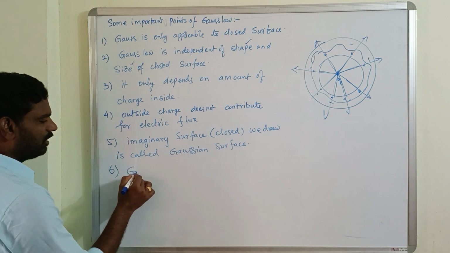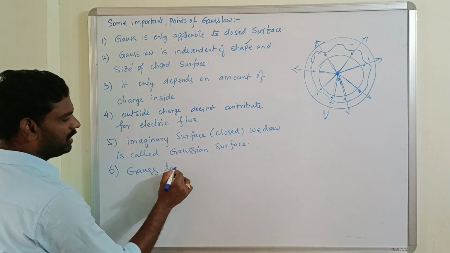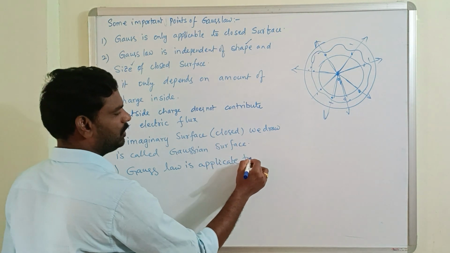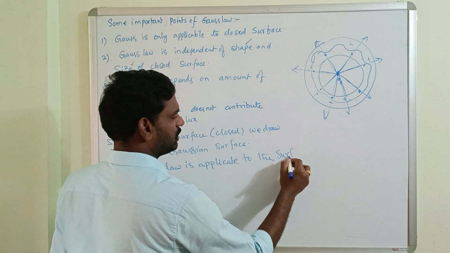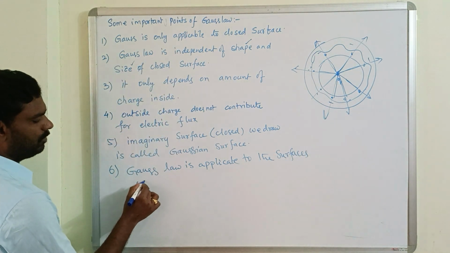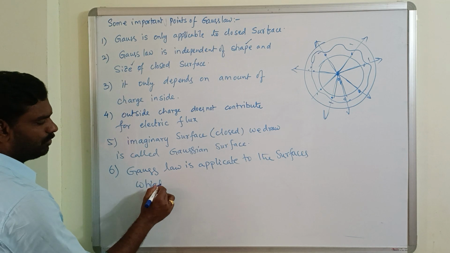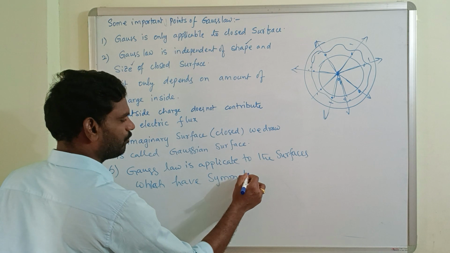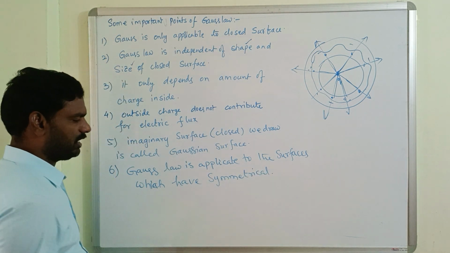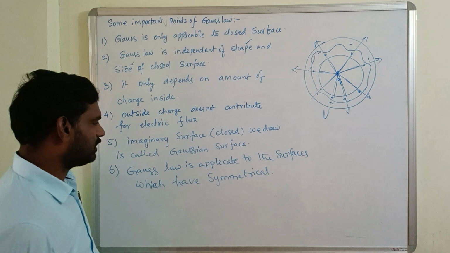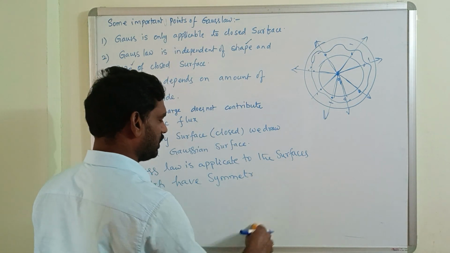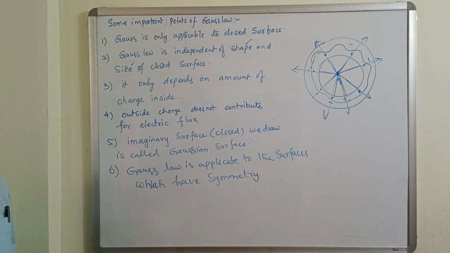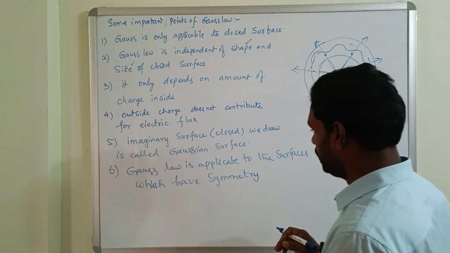And see here, Gauss law is applicable to closed surfaces which have symmetry. We apply it to symmetrical shapes. Gauss law is applicable to the surfaces, closed surfaces which have symmetry. We apply it to closed surfaces with symmetry. Why then? Why do we need to take symmetry into consideration here?